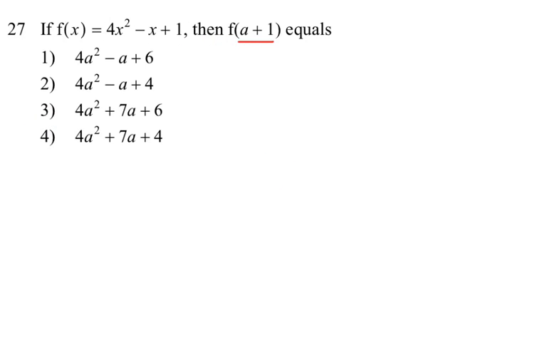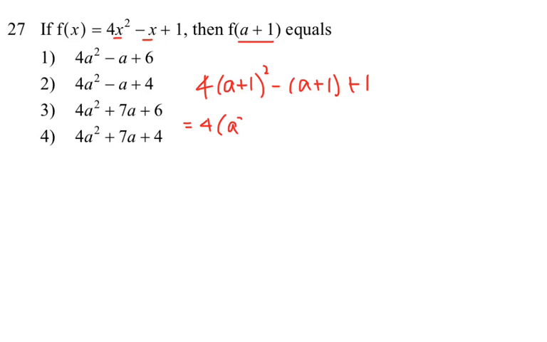Number 27. So we're going to plug in a plus 1 in place of x. Then what do we end up getting? 4 times (a plus 1) squared minus (a plus 1) plus 1. Now all we have to do is expand them.